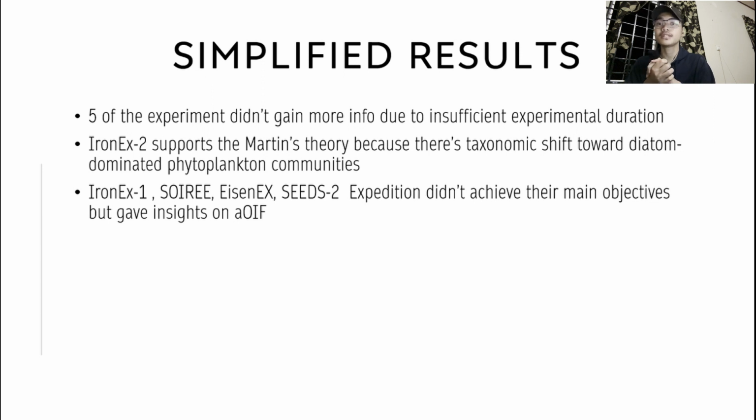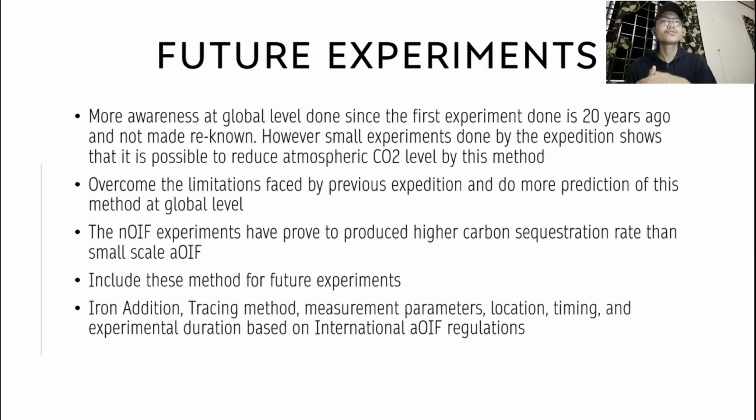It means that when we release iron into the ocean, there is a significant rise of phytoplankton communities and species. These 4 that I have listed, which are Iron Expedition 1, the Sawyer Eisen expedition, and the 6-2 expedition, didn't achieve their main objective, but they give a little bit of insight into artificial OIF. For future experiments, more awareness at the global level is needed, since the first experiment was done 25 years ago and is not renowned. This experiment should be made renowned so that it will gain much larger attention at the higher level.